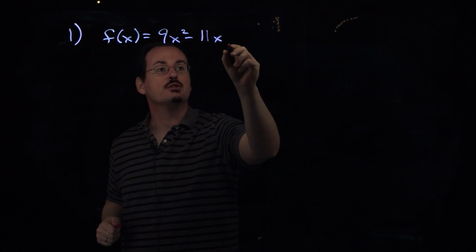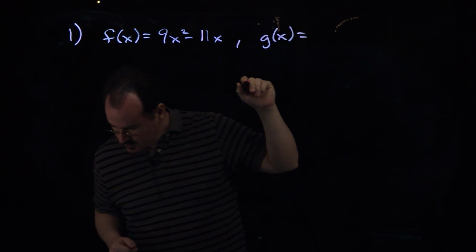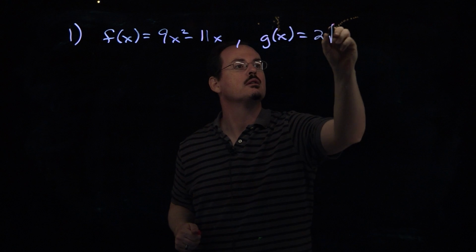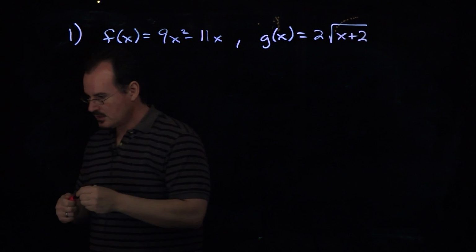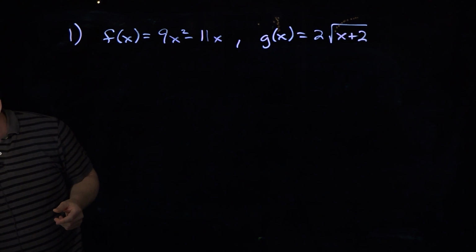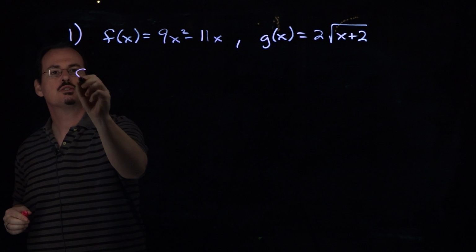g of x is equal to 2 square root x plus 2. So let's see, f of g of x first.